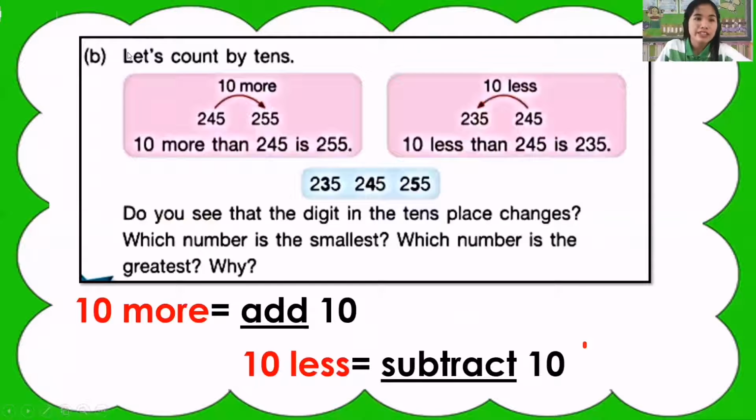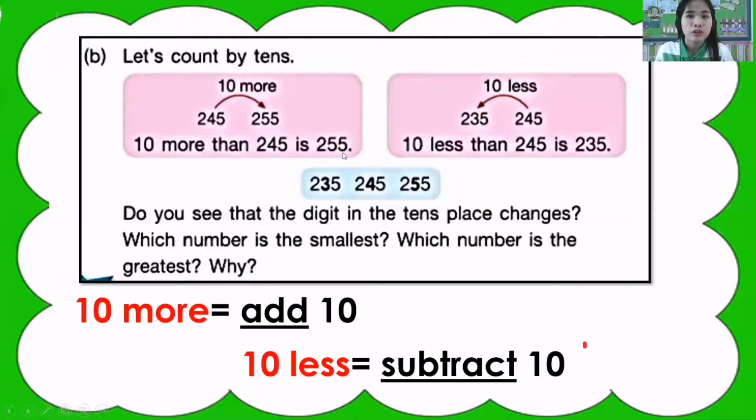So next, let's count also by tens. We have here the number 245. You are going to add 10. So 10 more, that is how many? 245 plus 10. How many is that? 255. Okay, so 10 more than 245 is 255.